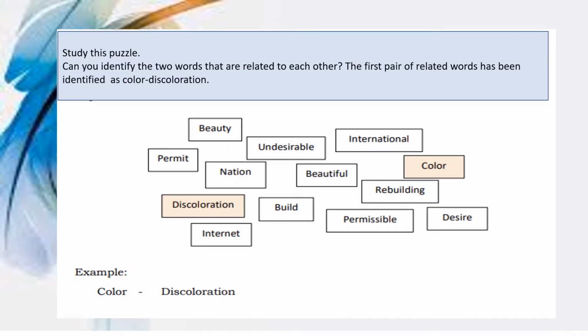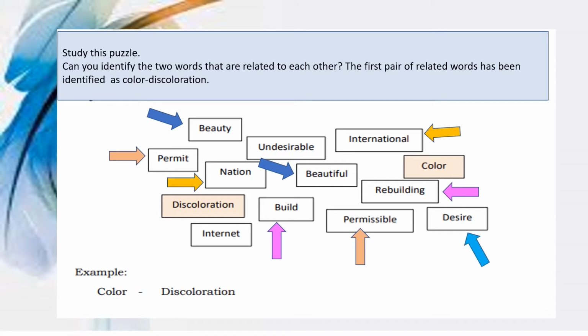Study this puzzle. Can you identify the two words that are related to each other? The first pair of related words has been identified as color and discoloration. Now it's your turn to identify. Now, let's match the two words. The first one is beauty and beautiful. Next is permit, permissible. Third is nation, international. We have build and rebuilding, desire and undesirable. If you've got them correct, well, you did a good job.